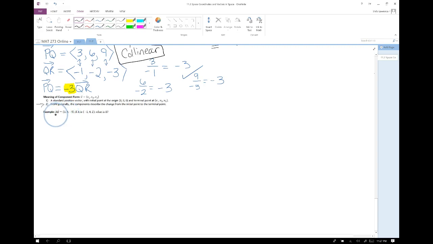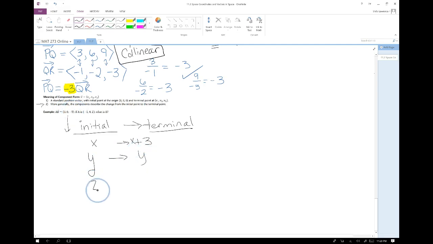So to drive that concept home a little bit, we've got a vector AB that has component form 3, 0, negative 5. What this means is that to go from the initial to the terminal point on our vector, for the x-coordinate, you need to add 3. For the y-coordinate, you do nothing because it says the change is 0. And for the z-coordinate, you need to decrease by 5.